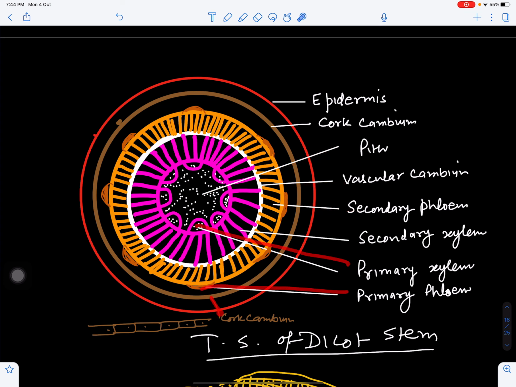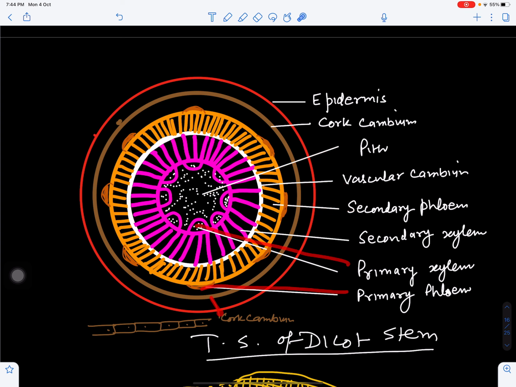This is the pith, and diameter: supposing initially the diameter of the stem is this, and this will increase up to this, or this may increase more, right? So this is increase in the diameter of the stem. So this is also called isodiametric growth, or increase in the diameter.